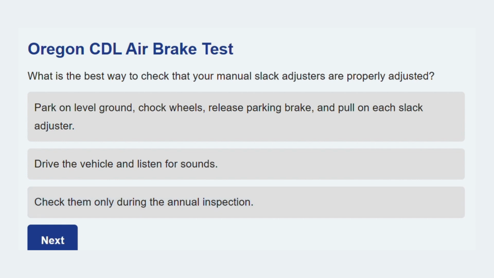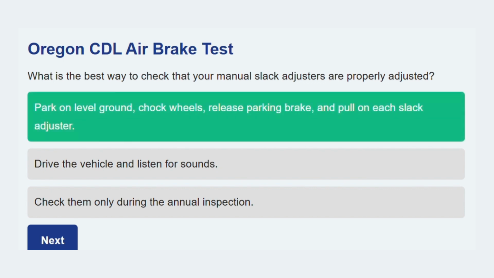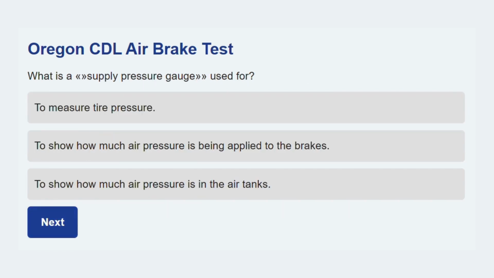Let's move on. What is the best way to check that your manual slack adjusters are properly adjusted? Park on level ground, chalk wheels, release parking brake, and pull on each slack adjuster. This allows you to accurately measure the free play.